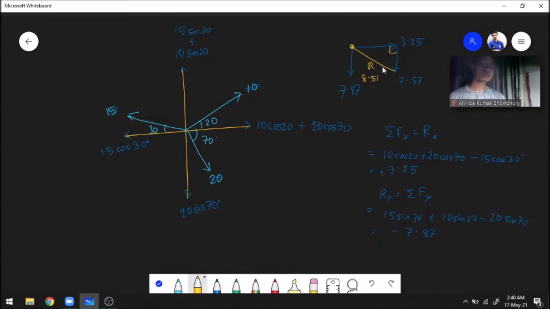Now, what is the angle of the resultant force? You can see that this resultant force makes an angle. This is the direction of the resultant force. This resultant force makes an angle of theta below the horizontal. Now, you can easily find this value of theta since this is a right angle triangle. Tan theta is equal to 7.87 divided by 3.25. From there, you can get your value of theta.